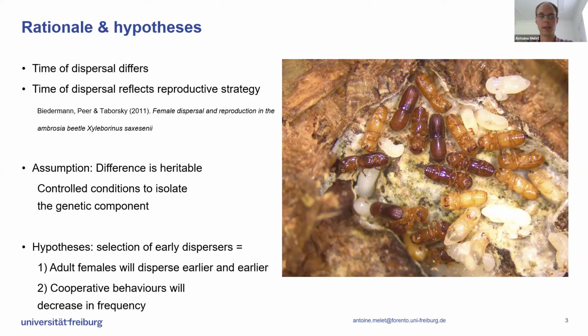So I made the assumption that this difference in the time of dispersal, this difference in reproductive strategy, is heritable. And by controlling the conditions in a lab experiment, I could isolate the genetic component of this variability. And I had two hypotheses: that by selecting early dispersing females over successive generations, I will have adult females dispersing earlier and earlier. And second, that would correlate with a decrease in the cooperative behaviors.